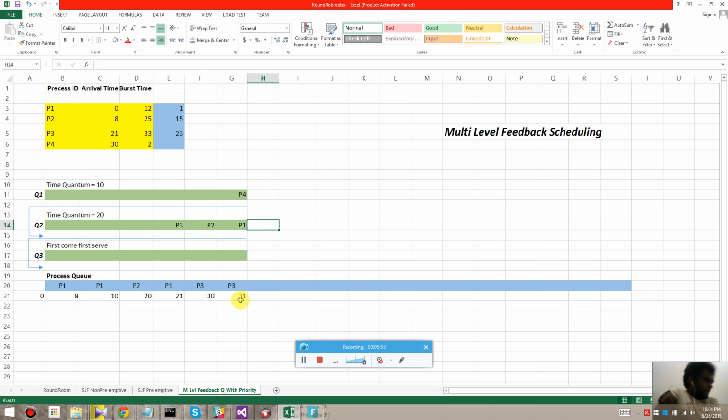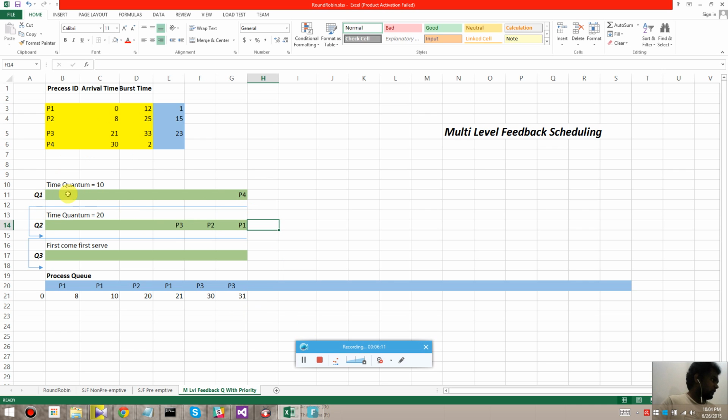Right, so by time 33 I have process P4 in the Q1, and processes P1, P2 and P3 in the Q2, and by time 31 all the processes have arrived to the CPU.